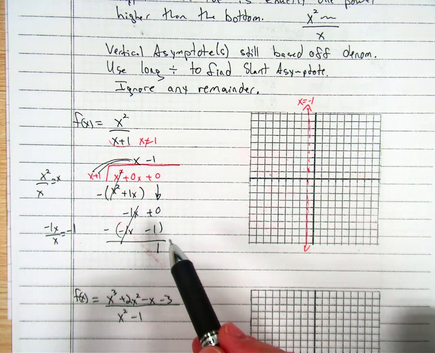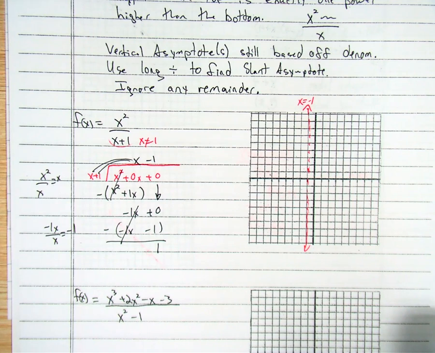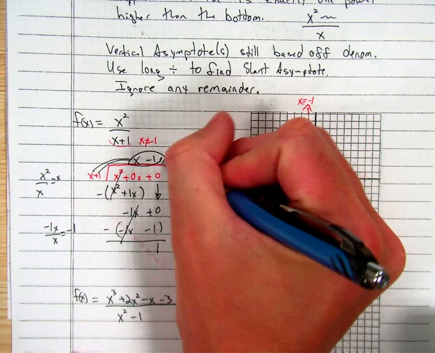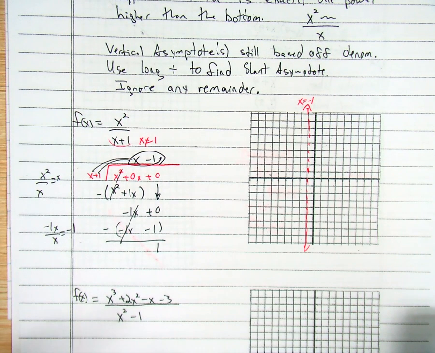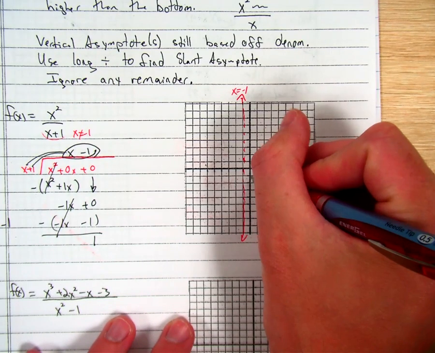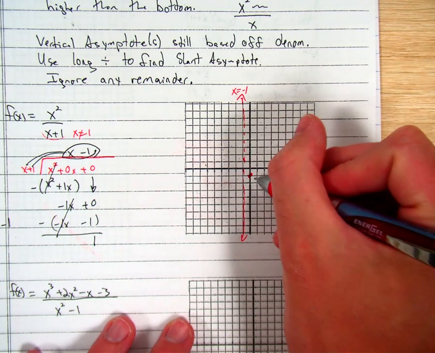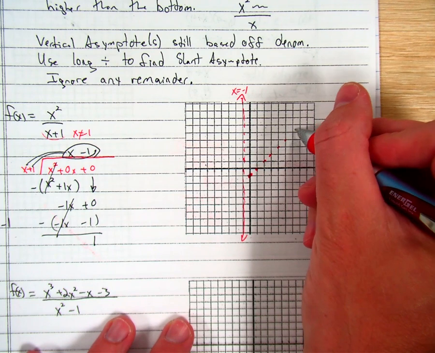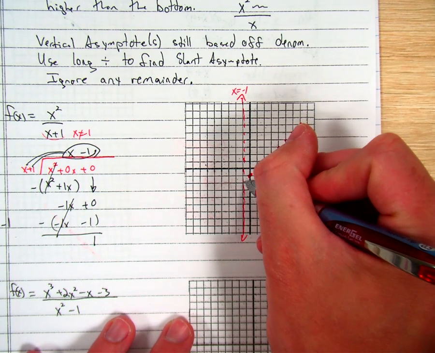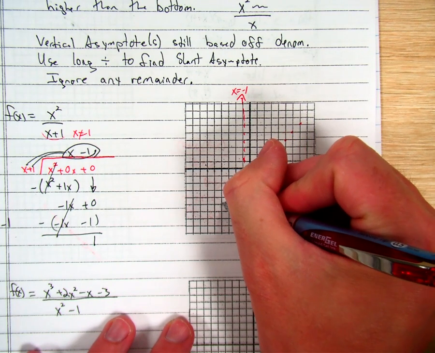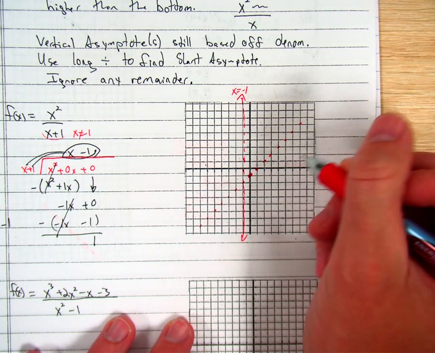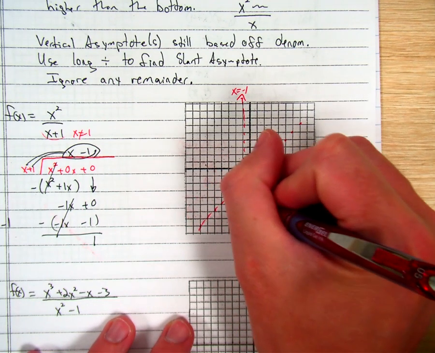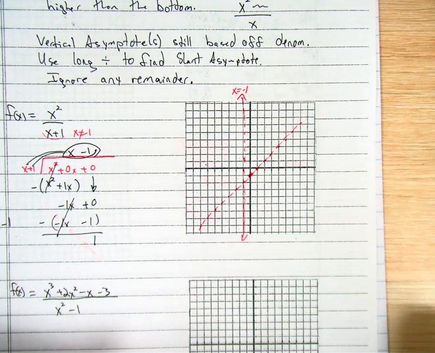Now this is the nice part about it. You get to ignore the remainder. So our slant asymptote comes from the line x minus 1. It would start at negative 1, has a slope of 1, so up 1 over 1. And you can kind of do that slope dot pattern all the way out, because that's going to be your dotted line for your asymptote. Okay, so you can kind of see where our graph's going to go.